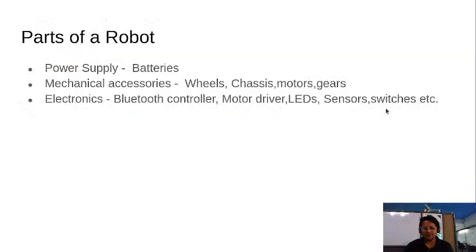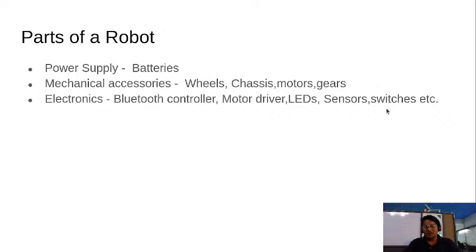Now next, let's discuss the parts of the robots. First thing is, of course, as a human being, in order to walk, we need food. But in order to walk the robot, what does it need? It needs, of course, power supply. If you give the power supply, it is going to walk. Otherwise, it cannot, right? So power supply is required, which is the essential thing for a robot.